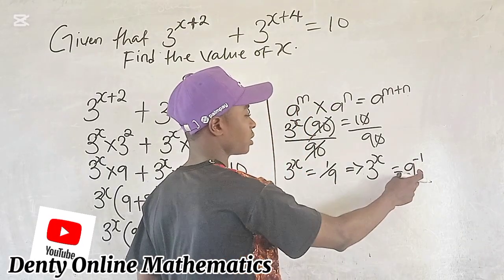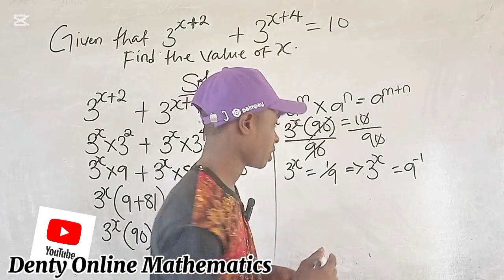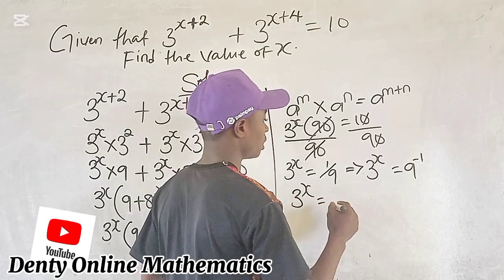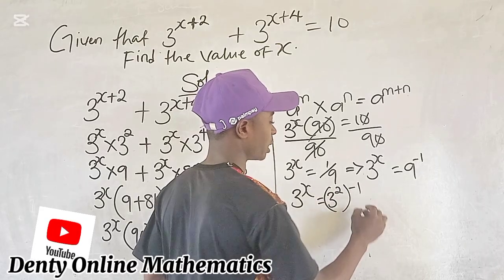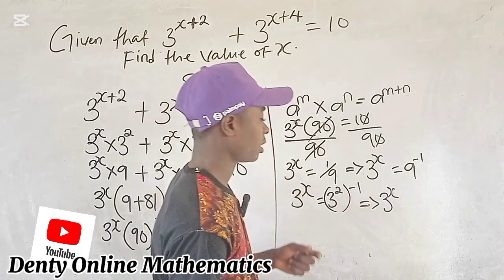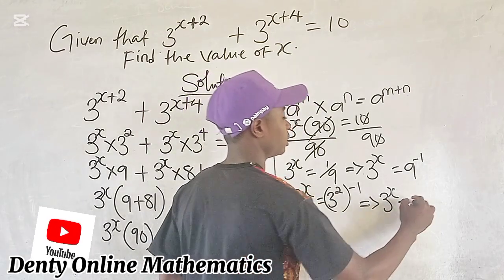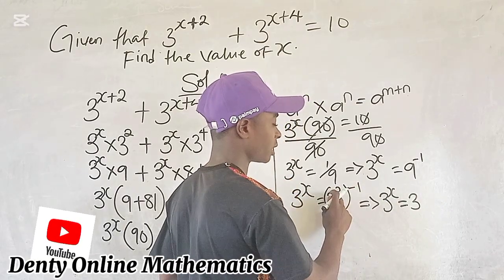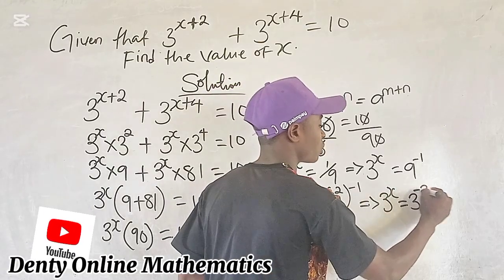And then we know that to express 9 in index form is the same thing as 3 raised to the power of 2 or 3 squared. So I'll have 3 raised to the power of x to be equal to 3 squared, which is 9, all raised to the power of minus 1. Now this implies that 3 raised to the power of x is equal to 3 raised to the power of 2 times minus 1, because we have an exponent inside the bracket and another one outside, so they will multiply. So 2 times minus 1 gives us minus 2.